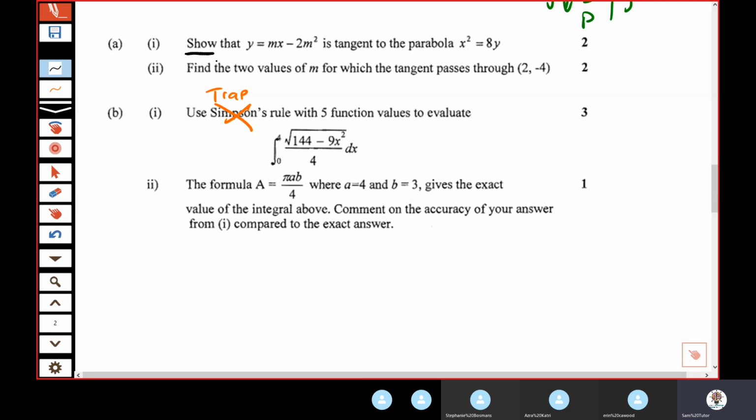So be careful. You don't want to just feel like, I can't do I, so therefore I'm not going to do double I. The reason why that is a show and not a find is so that at least you have the tangent, you can at least continue and do two values of m. You can just sub in x is 2, y is -4, and you're solving a quadratic equation. So the next bit should have been the easiest 2 marks.